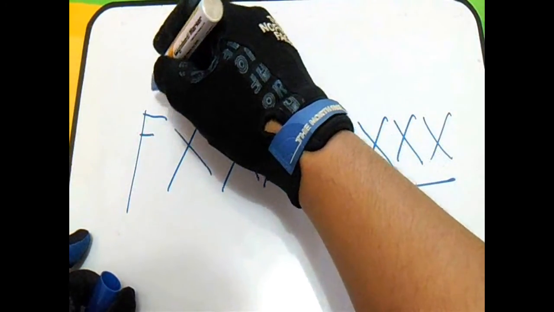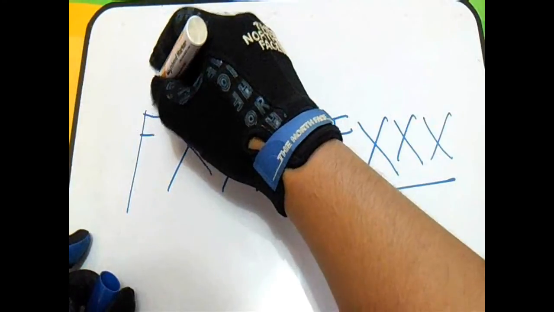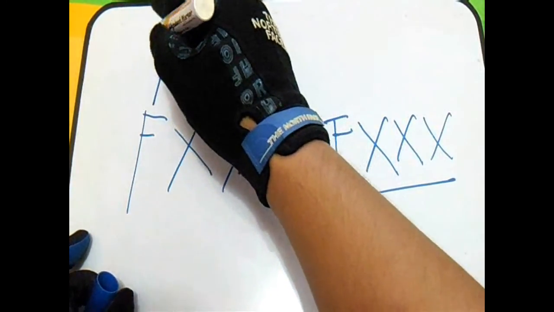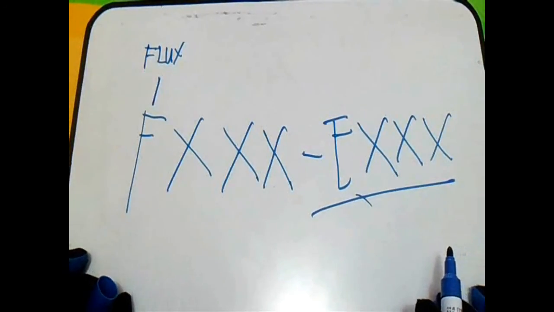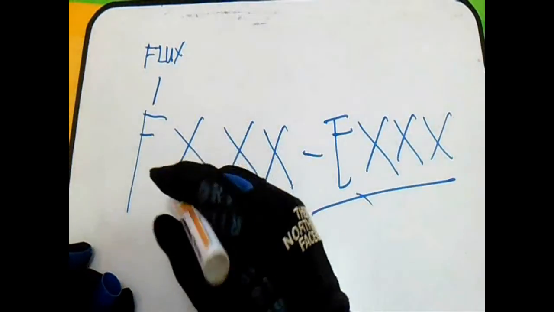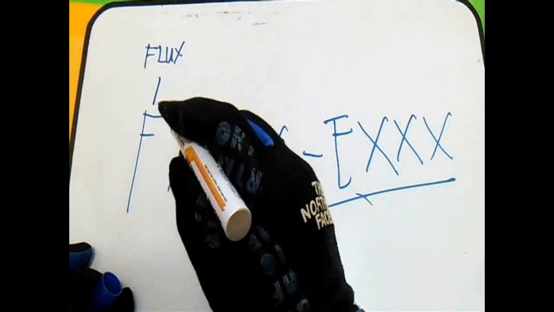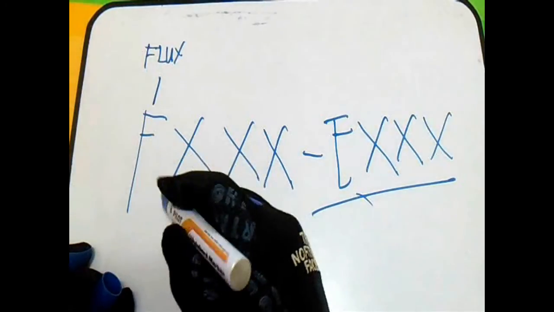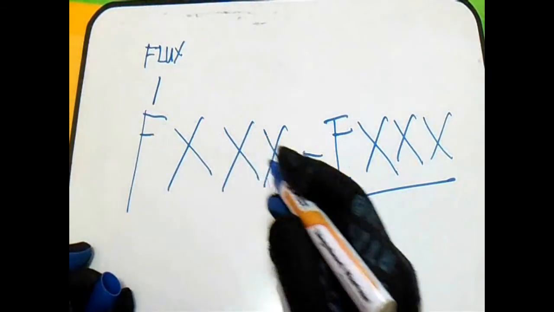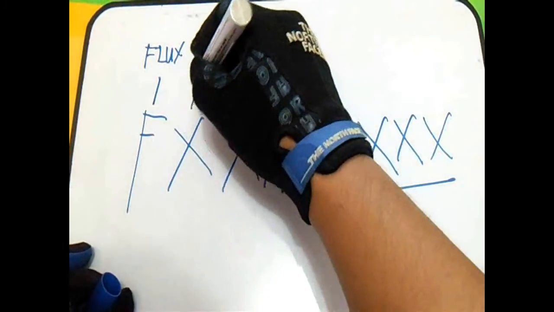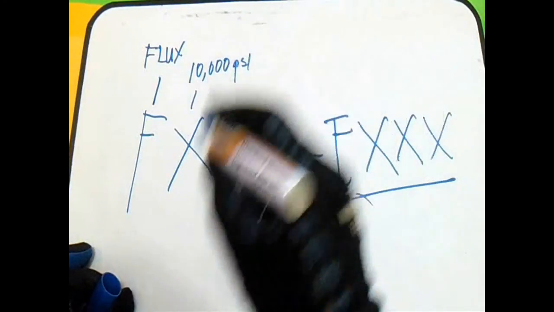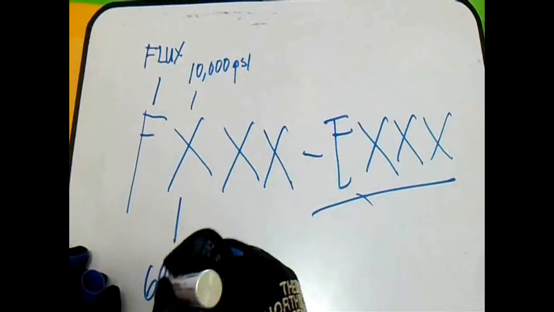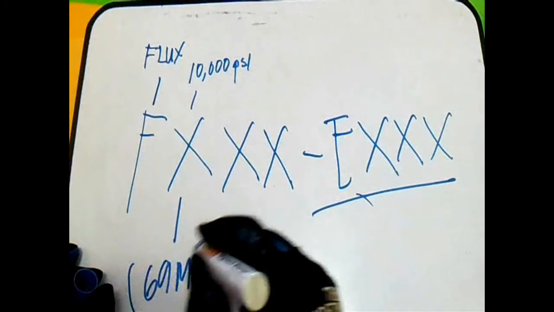First, this F indicates flux. And we have another X here. This indicates the minimum tensile strength, in increments of 10,000 PSI, or 69 MPa.